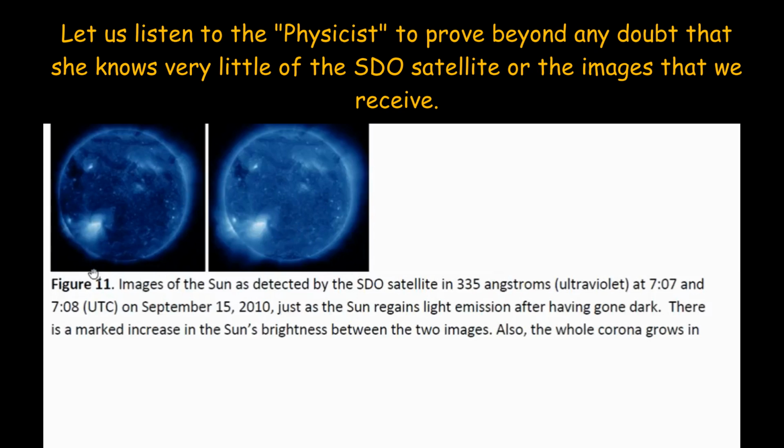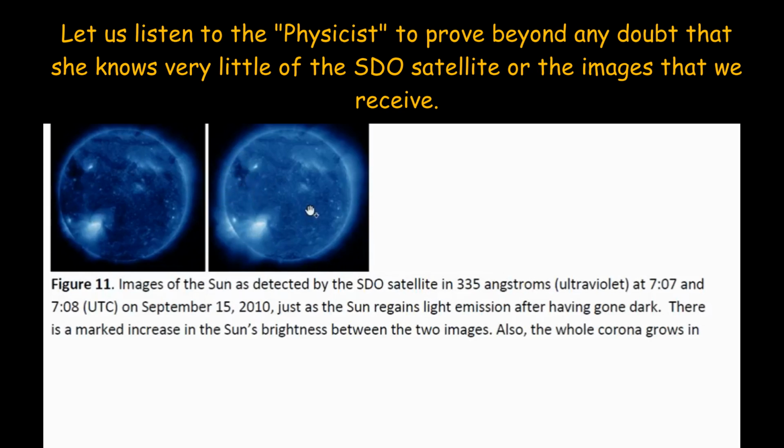And look how much the corona has grown from 1 minute to the next, all around. On the other side of the sun, as well as this side of the sun, the corona has grown dramatically. The sun has become so much lighter in just 1 minute. Notice this coronal hole that is visible here on the left side of the sun. Look, it seems to have shrunk in size.